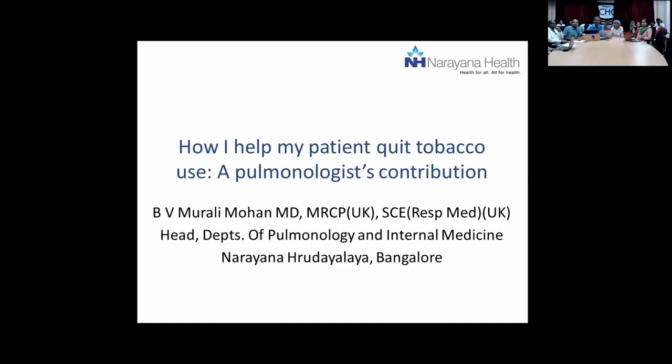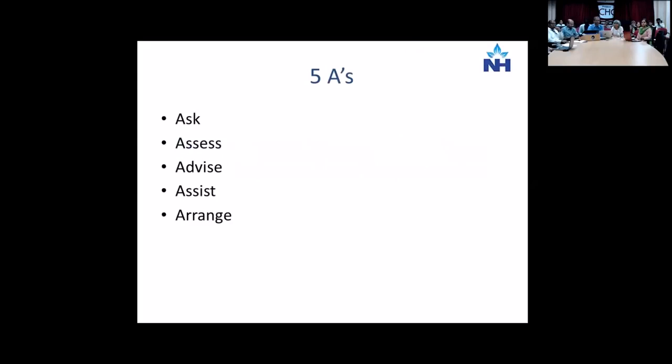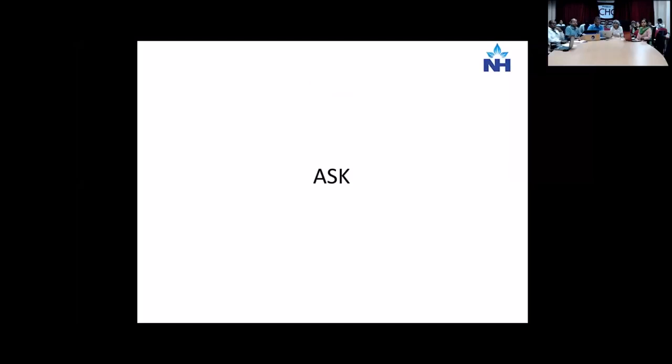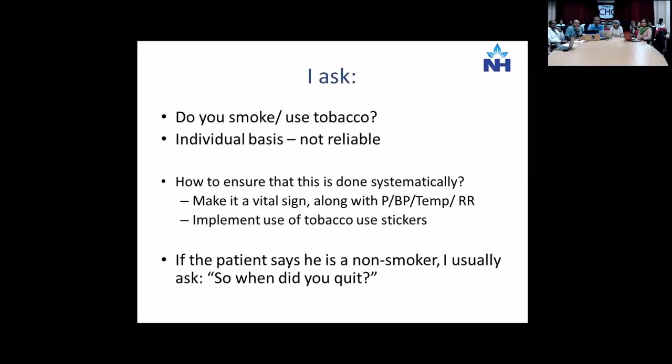So what do I do when I come across a patient with tobacco use, or in fact any patient? I follow the 5 A's approach, which is generally advised. That's ask, assess, advise, assist, and arrange. So what do I ask them? The first thing I ask them, and this has to be fairly systematic and brief, is do you use tobacco?